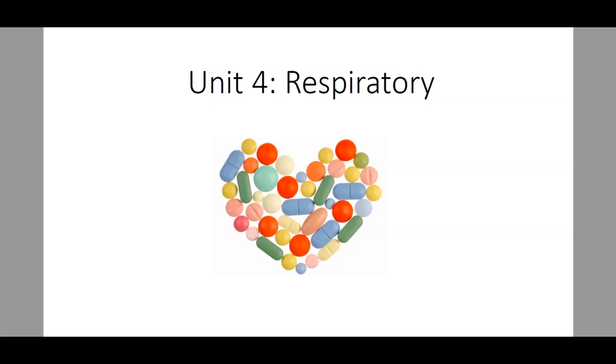Unit 4, Respiratory. The respiratory system is responsible for oxygen and carbon dioxide exchange in the lungs. There are several disease processes and illnesses which affect this system. We will do a brief review of normal respiratory anatomy and physiology. Drug classes which are used to treat disease processes and illnesses of the respiratory system, along with applicable laboratory tests and patient education, will be discussed.